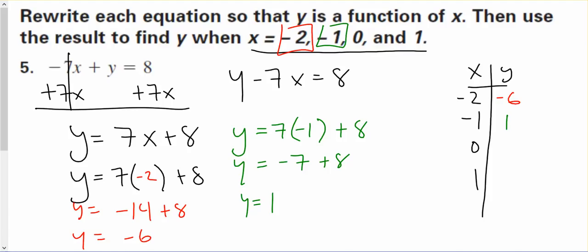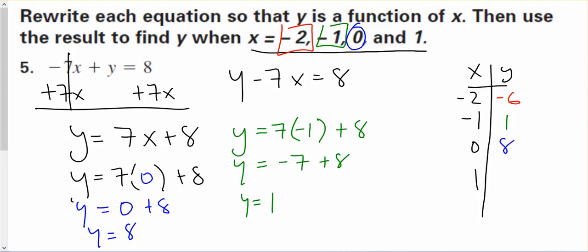Our next one, we'll substitute in a 0 for x. 7 times 0 is 0 plus 8. So when x is 0, y is 8. And our last one, we'll substitute in a 1 for x. 7 times 1 is 7 plus 8 is 15. So y equals 15 when x is 1.